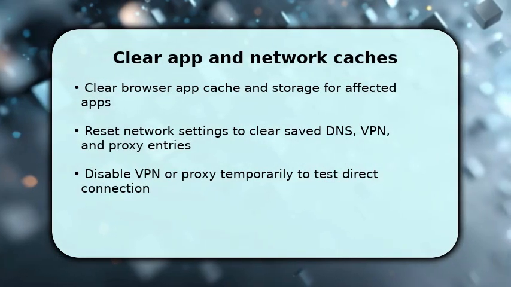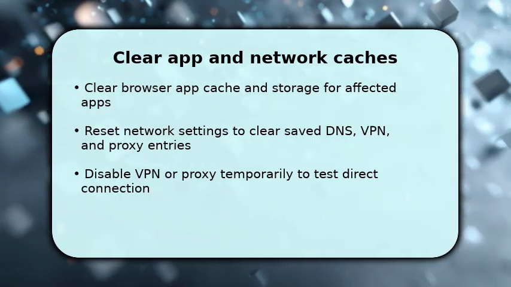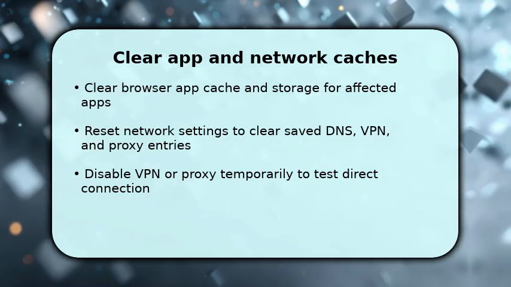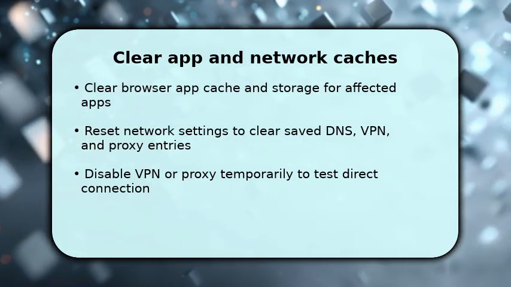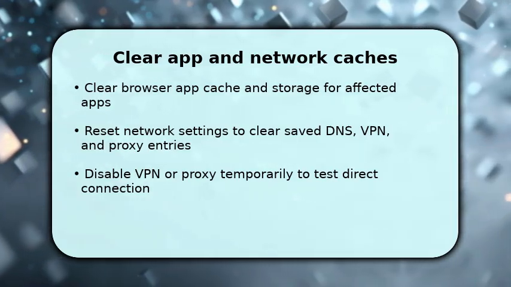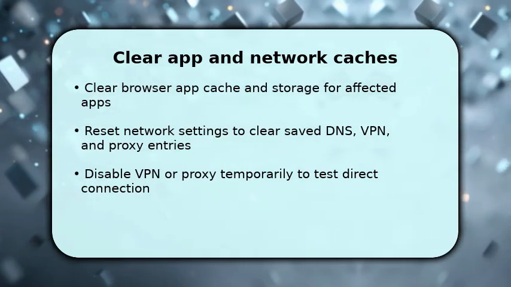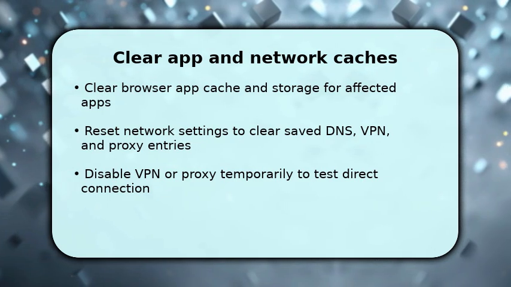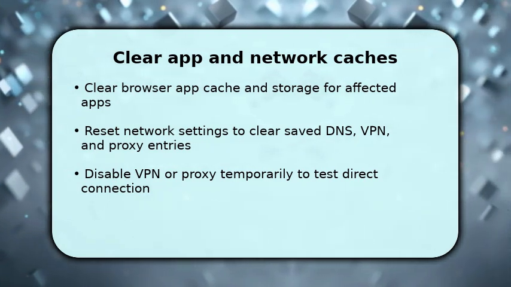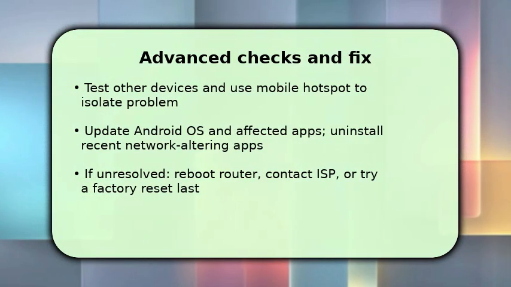Next, clear cache data for the browser or app showing the error. Go to Settings, Apps, pick the app, then Storage, clear cache and clear data if needed. After that, perform a network reset to remove corrupt DNS, proxy, or VPN settings. This reinstates default network stacks. Make sure to disable any VPN or proxy while testing because those can intercept DNS. These steps eliminate app-level and configuration causes, so you can tell if the issue is systemic or isolated to one app. Finally, isolate the fault.